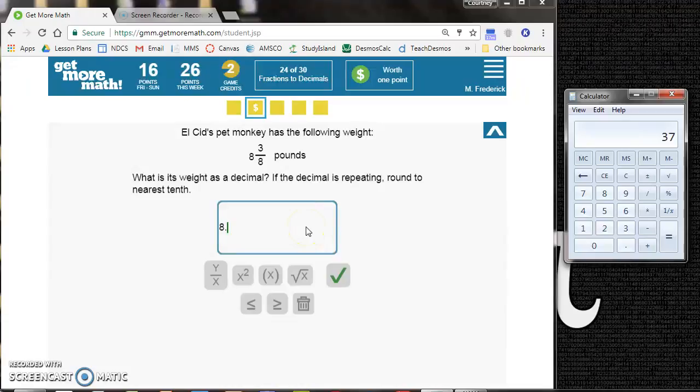It says here if the decimal is repeating, round to the nearest tenth, but our decimal is not repeating. So we just need to place the 375 on the right side. Notice that this particular problem has units with it, so we do need to include the word pounds with our answer.